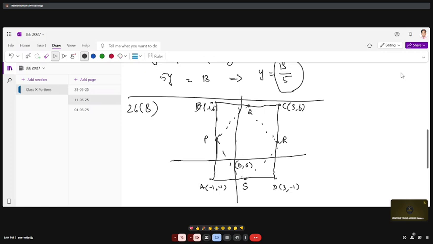Okay, and then draw the diagonals of the PQRS, right? So that the diagonals of the quadrilateral PQRS bisect each other. So draw this, this is one diagonal and this is another diagonal. Basically, that means we are connecting the midpoints of the opposite sides. Okay, so when you connect the midpoints of the opposite sides, what happens?